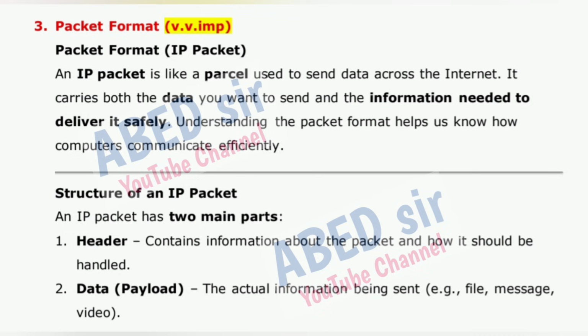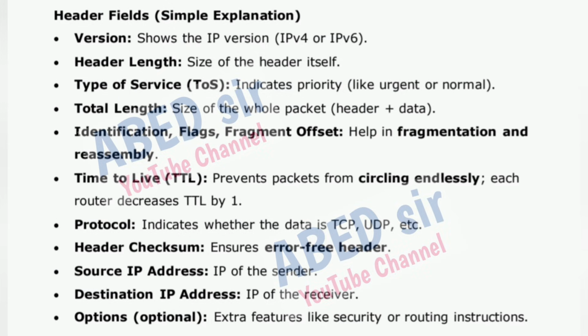Header contains information about the packet and how it should be handled. 2. Data, or payload, is the actual information being sent, for example a file, message, or video. Header fields, simple explanation. Version shows the IP version, IPv4 or IPv6.